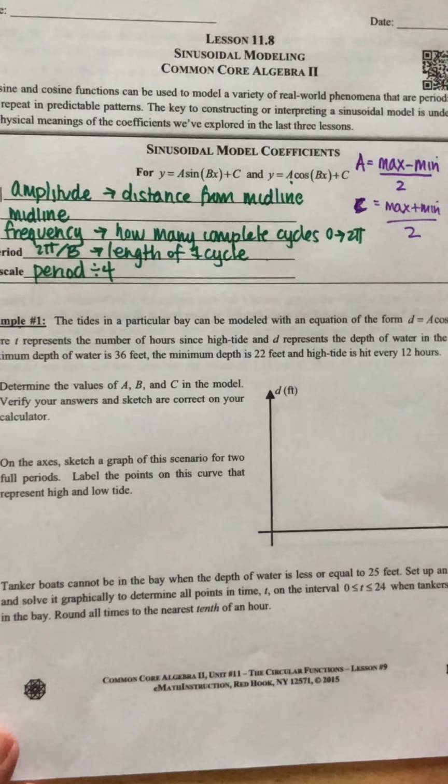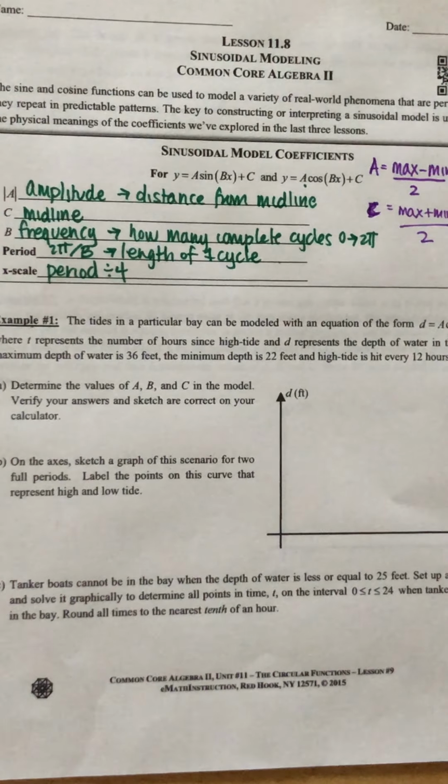All right, so let's put this all together in a question here. The tides in a particular bay can be modeled with an equation. It's in the cos form, with an A, a B, and a C. T represents the number of hours since high tide. D represents the depth of the water in the bay. The maximum depth of the water is 36 feet. The minimum depth is 22 feet. High tide hits every 12 hours. That's enough information to set up the graph and also to write the equation.